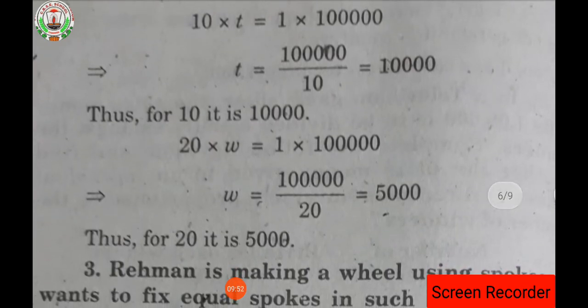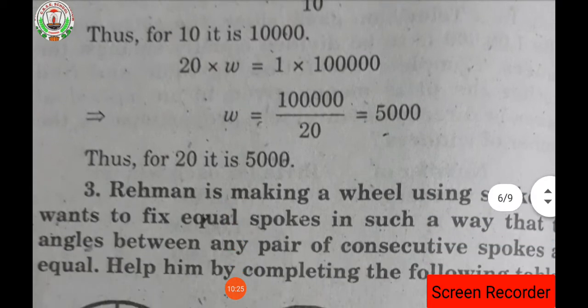Similarly, if the number of winners is 20, then the prize for each winner we consider as W. So W is equal to 1 into 1 lakh upon 20. So each winner will get 5,000 rupees. Clear? So in this way we have to find it. It is very clearly given that the number of winners is increasing, so the prize for each winner decreases. So X value increases and Y value decreases.